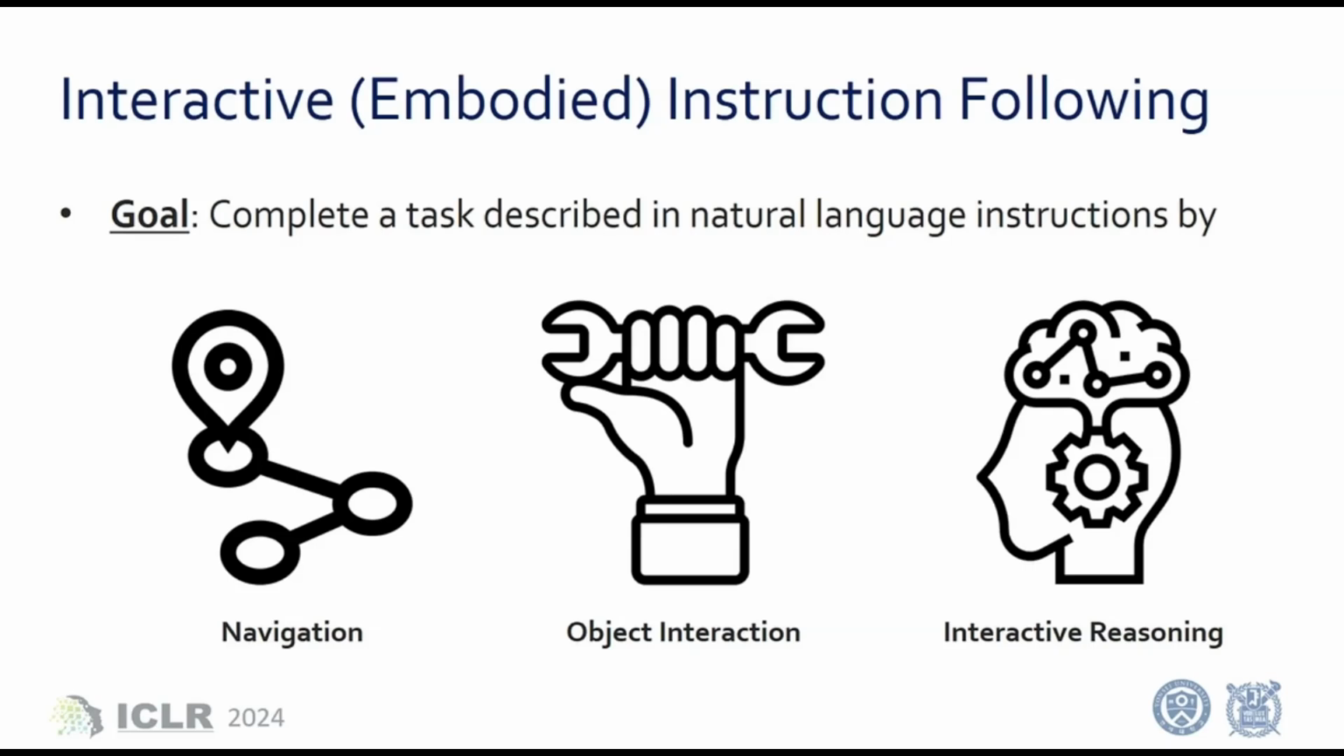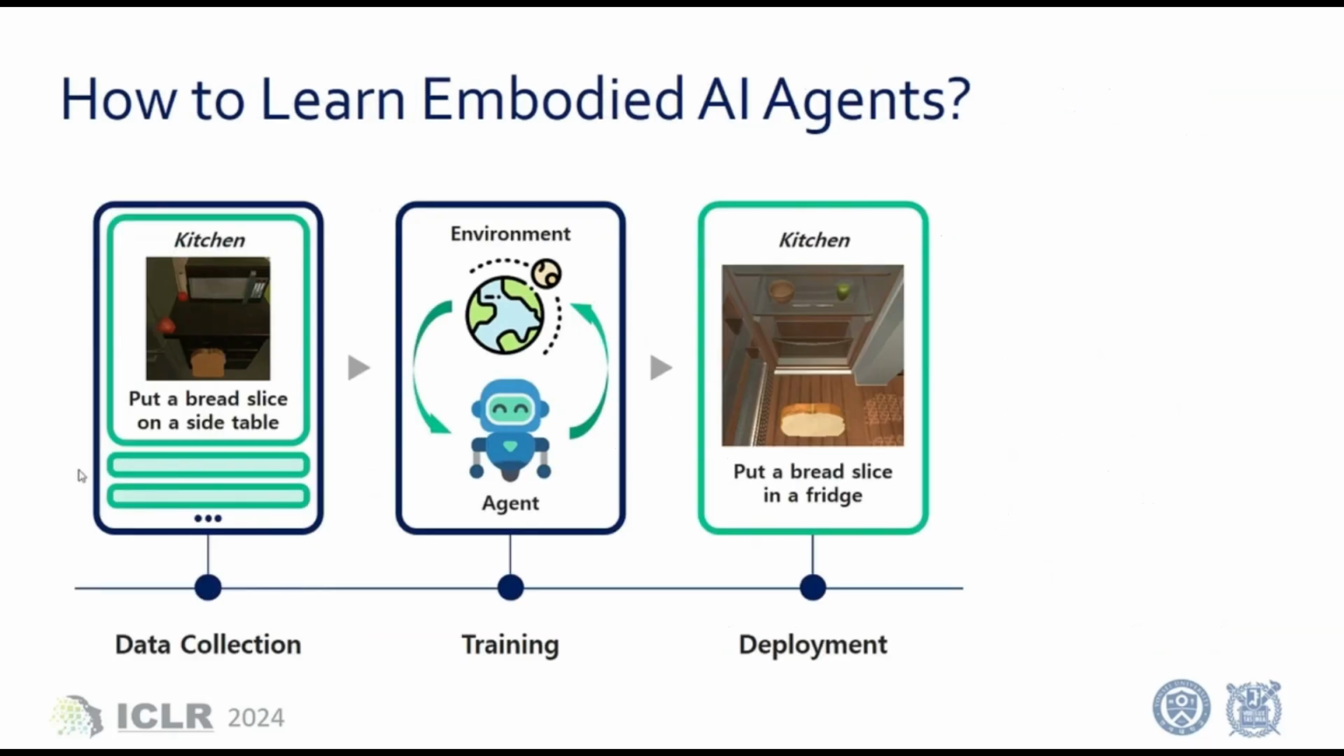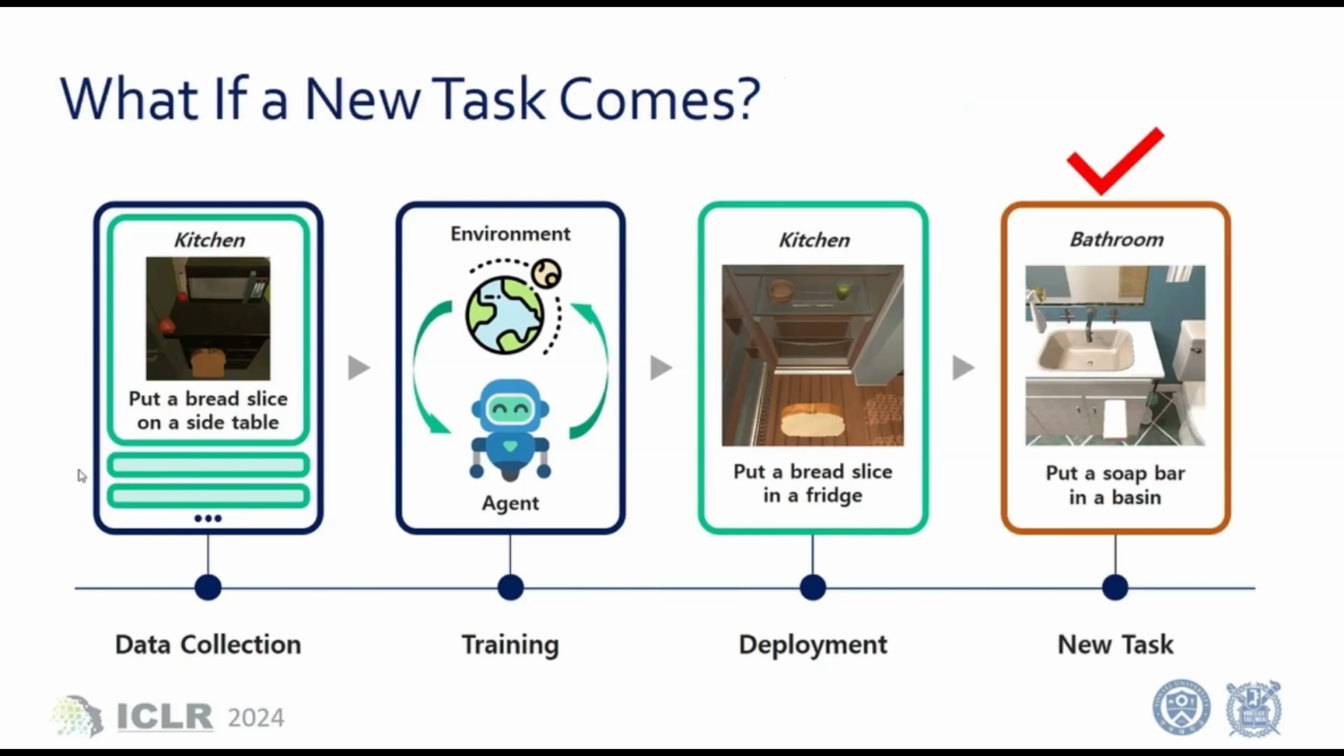Hello, I'm Byung Kim. We present our work, Online Continual Learning for Interactive Instruction Following Agents. Interactive instruction following agent, also referred to as embodied instruction following, requires task completion via accurate navigation, object interaction, and interactive reasoning. To learn these embodied instruction following agents, we usually take three stages: collect training episodes, train the agent, and deploy the trained agent. But what if we have some new tasks? How do we learn this new one?